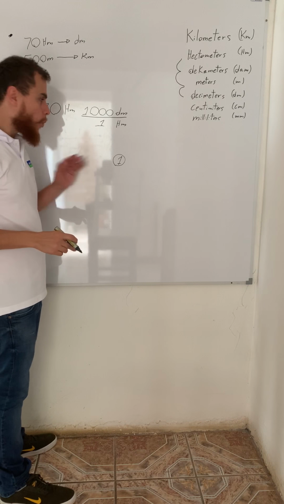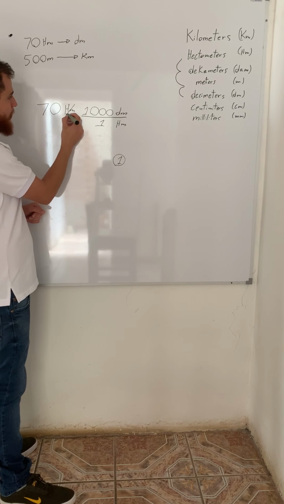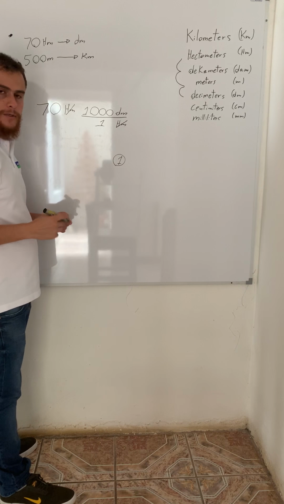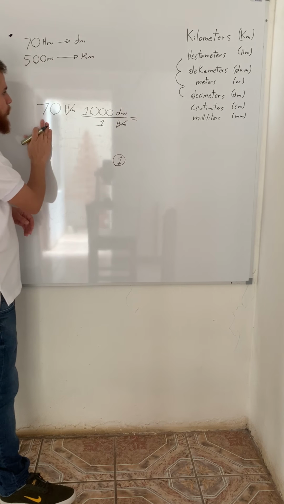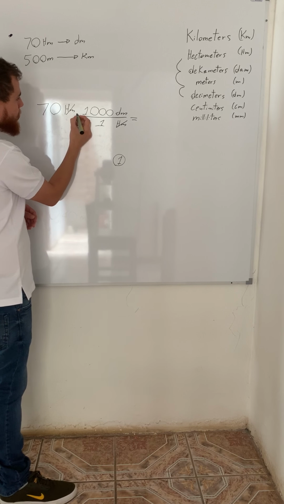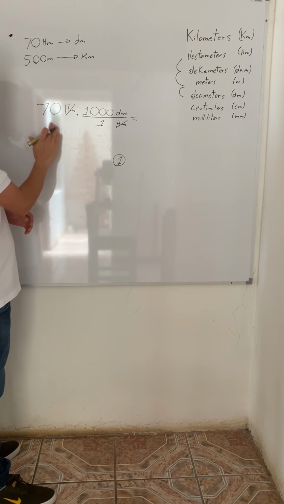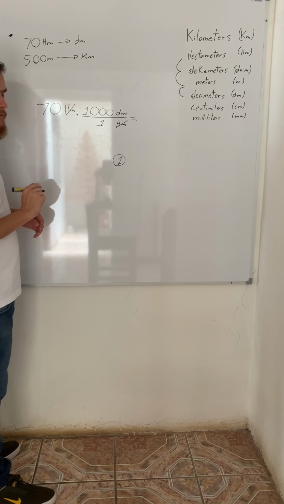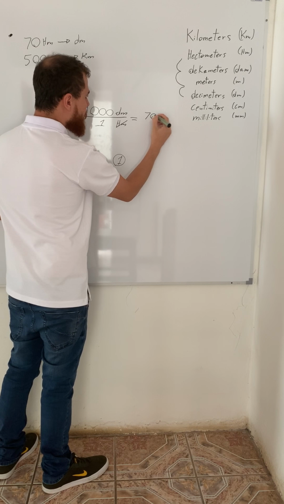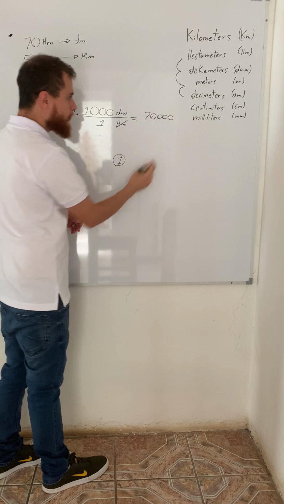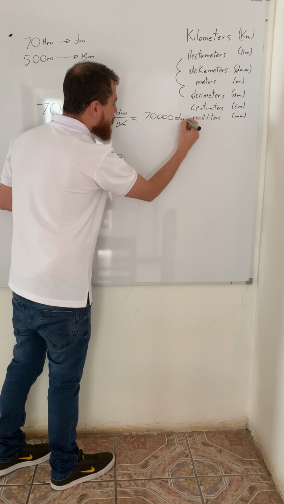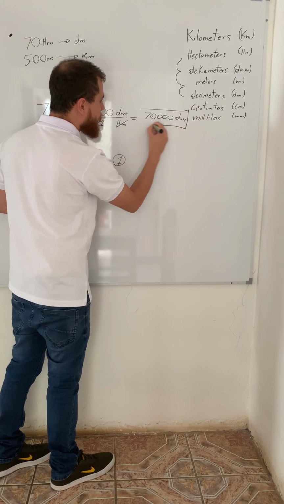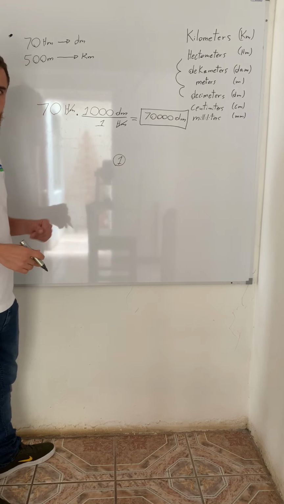Okay? Once I have that, I'm going to cancel hectometers and hectometers because I'm not going to need them anymore. And I'm just going to enter this on the calculator. This is a multiplication. So 70 times 1,000 is going to be 70,000 decimeters. And that's how I do the conversion.